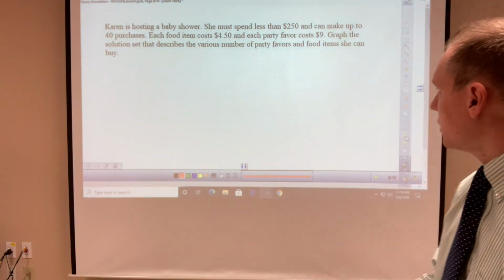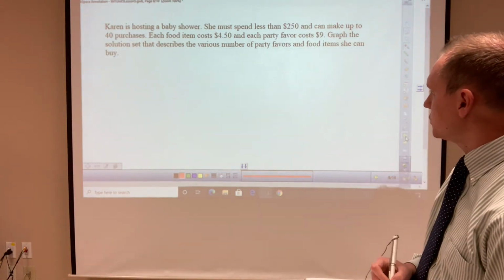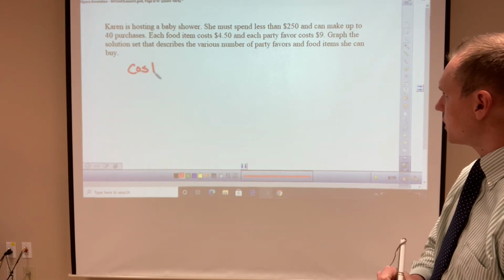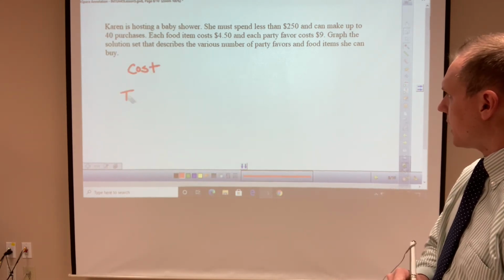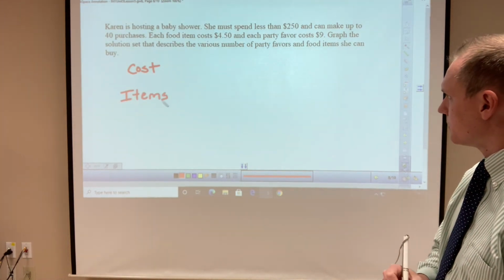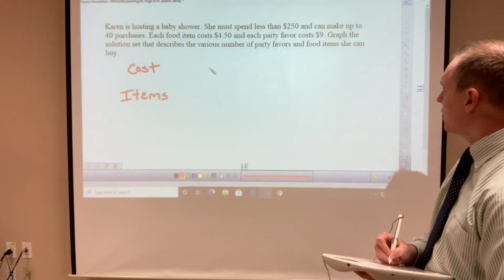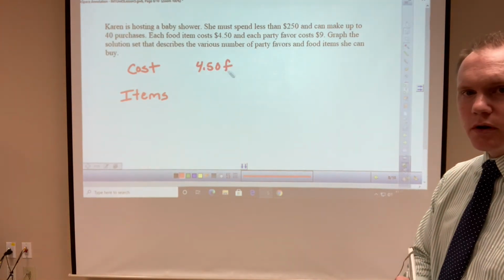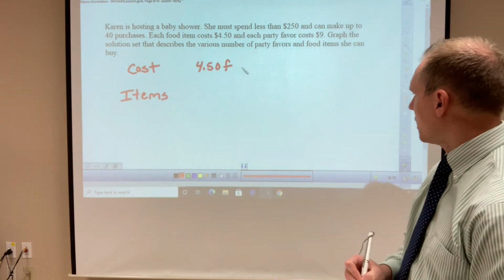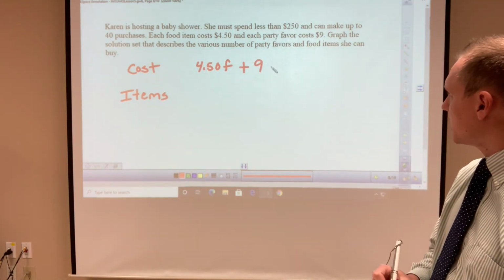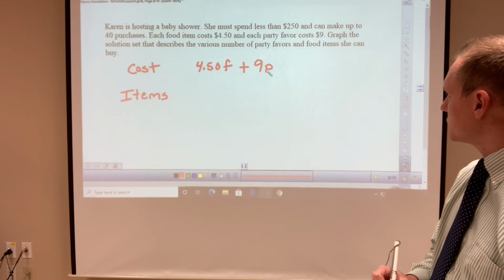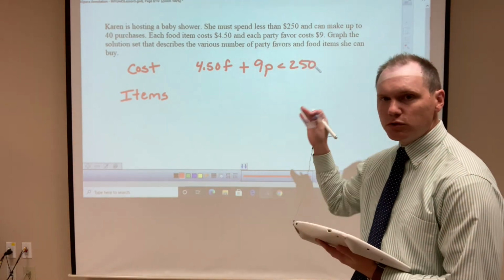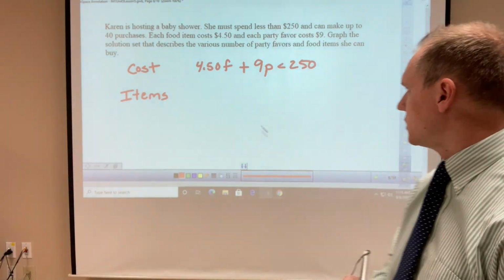All right, so if we think about our two inequalities here, we're going to have one for cost and one for items purchased. For cost, each food item costs $4.50. So 4.50 F, where F is the number of food items we've purchased, plus 9 times the number of party favors we purchased, and we want that to be less than 250. Notice it didn't say up to 250, it said less than 250.